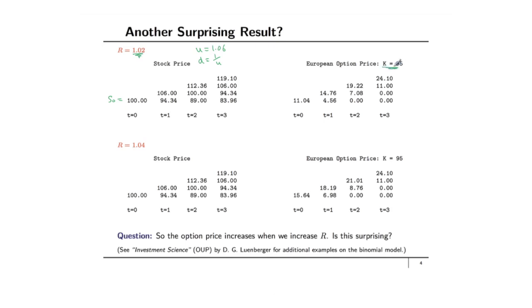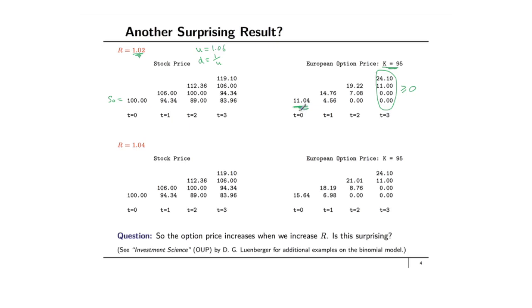So the way we do that, as usual, is we determine the payoff of the option at maturity. The maturity is at T equals 3, and this is the payoff of the option. It's 24.10 if the stock price is 119.1, 11 if the stock price is 106, and 0 in the other two states. Note that this cash flow is non-negative, and it's strictly positive in these two states up here. We can price this option using our knowledge learned to date, and we find that the option price is equal to 11.04.